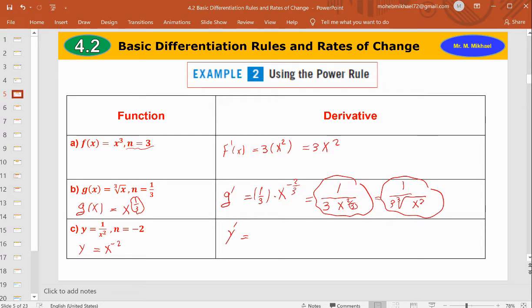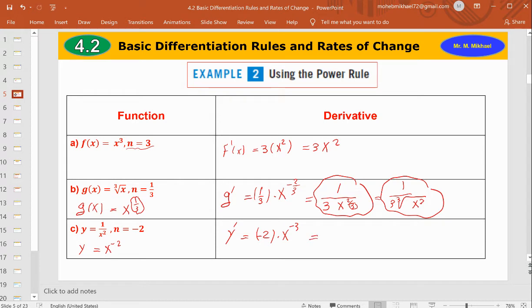Okay, guys, as in the previous one, where we tried to eliminate the radical. Now we can apply the power rule. We can bring this -2 to be the coefficient of this derivative, and we reduce the x power by 1. That's going to be x to the power -3.